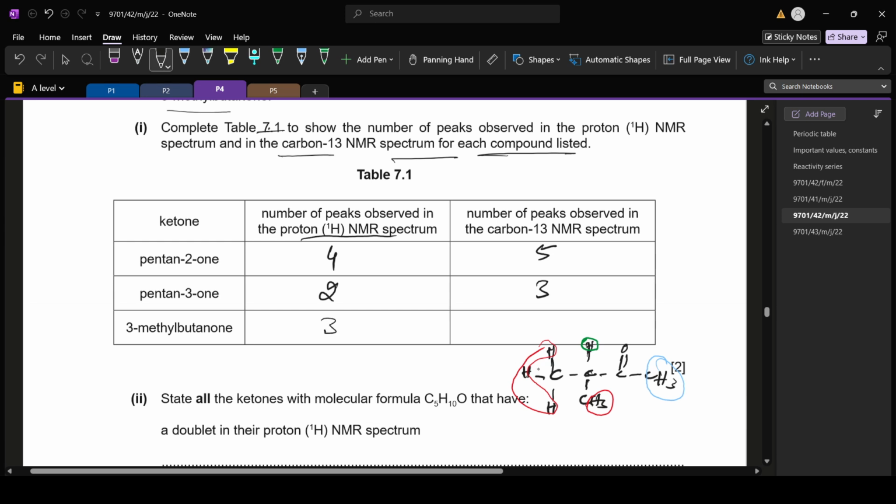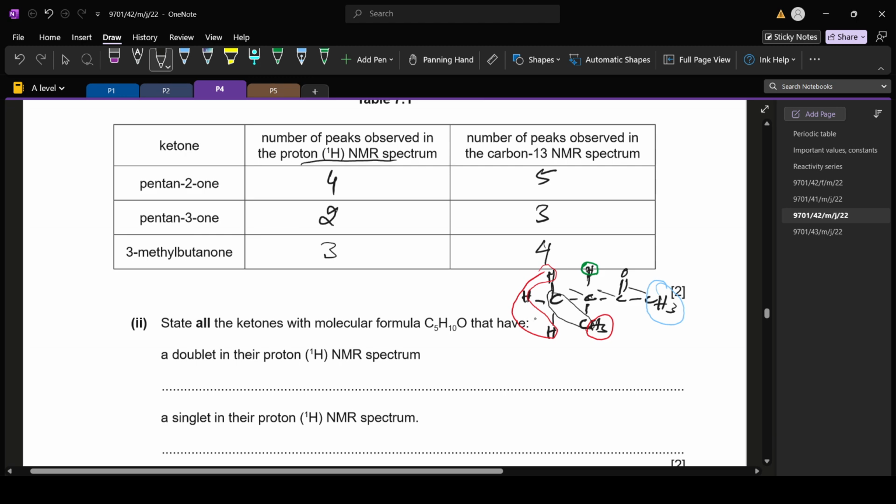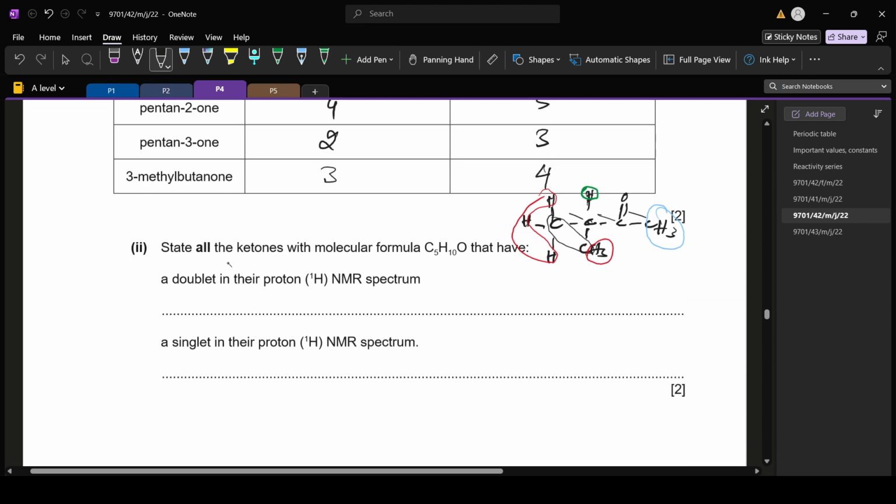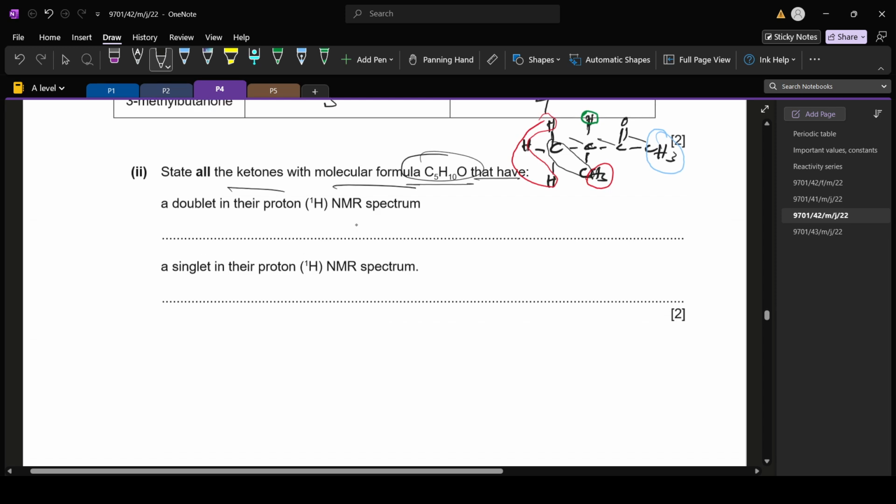Okay, now the environment of carbon. These two carbons have the same environment. This has a different environment, this also has a different environment, this also has a different environment. So there will be four peaks in carbon-13 NMR. Now the question: identify all the ketones with the molecular formula C5H10O that have a doublet in their proton NMR spectrum.